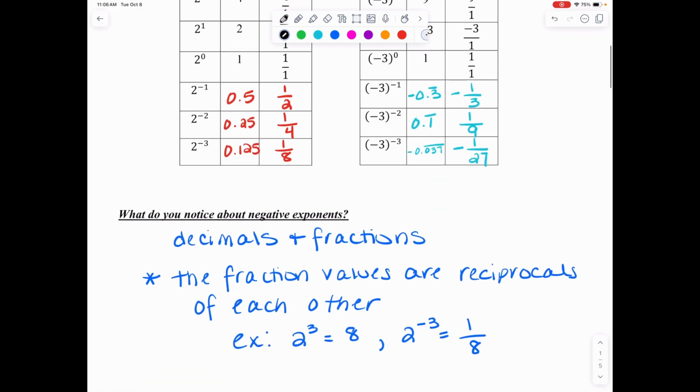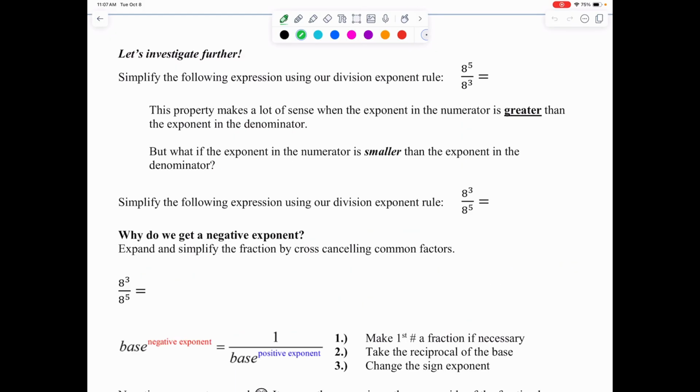So take a second to write down what you need from this portion, and now we're going to move on and discuss why this works and look at some examples. So let's investigate further together. Simplify the following expression using our division exponent rule. So that's what we're going to do first.